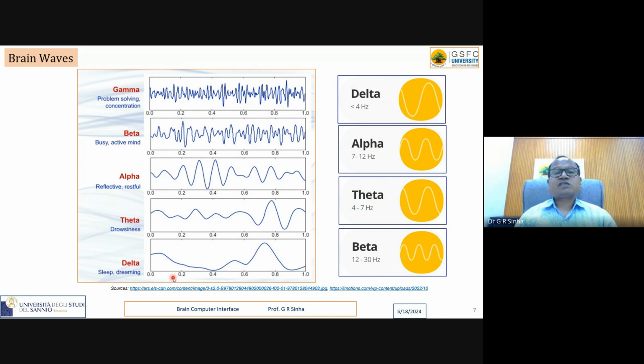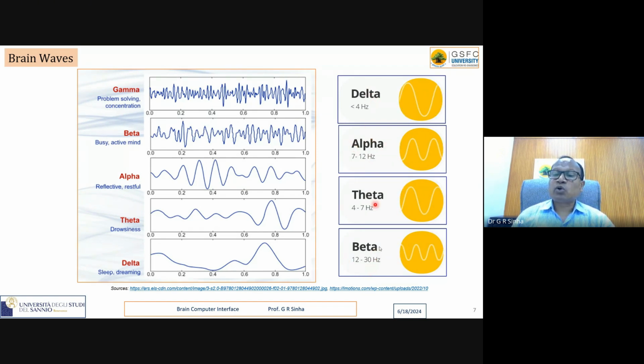I have already explained probably yesterday that the lowest frequency, which is called the delta signal, is less than 4 hertz. Look here, delta is less than 4 hertz, and between 7 and 12, sometimes in some literature you will find 8 to 12, 8 hertz to 12 hertz, it is called the alpha signal. And look at 4 to 7. I mean 0 to 4 is delta, 4 to 7 is theta, 7 to 12 is alpha, and 12 to 30 is beta.